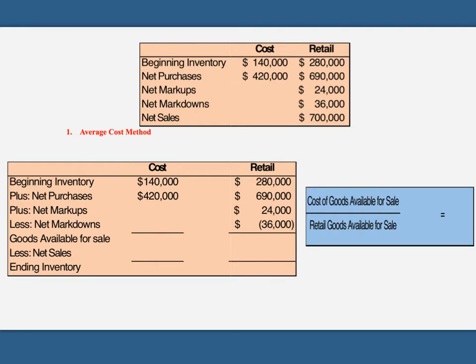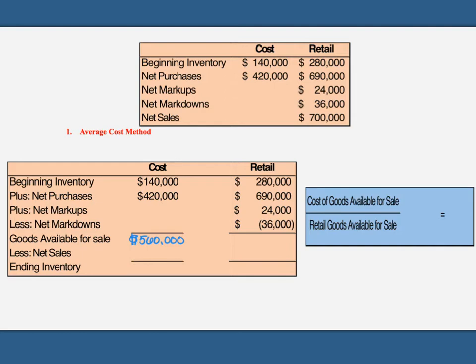So looking at our table here, we can go ahead and figure out what our goods available for sale are for cost and retail based off the numbers we've been given up in this table above. So with our beginning inventory and net purchases, that takes us to a total of $560,000. That will be goods available for sale under cost. So we'll plug that in, $560,000.